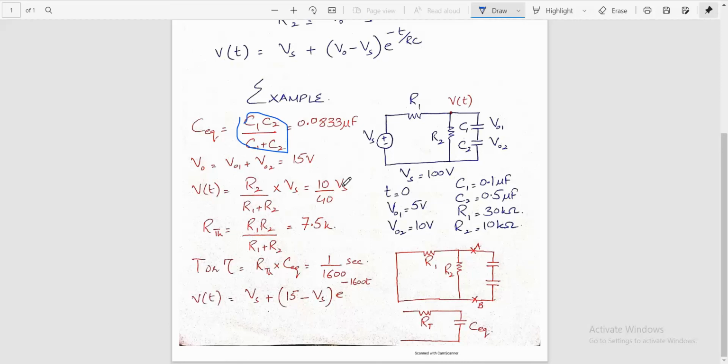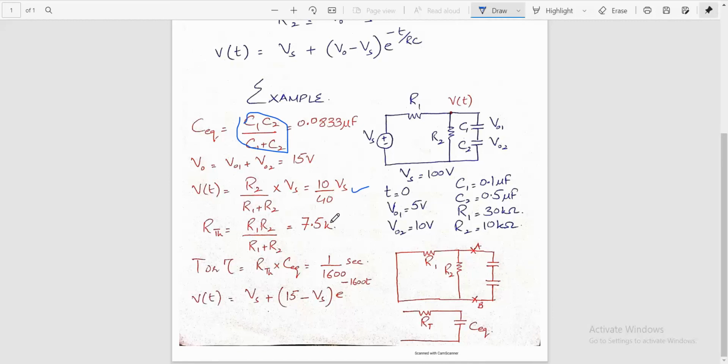And V of t can be found out using the voltage division rule. If you see the voltage across R2, it is equal to R2 divided by R1 plus R2 times Vs. This is VDR, simple voltage division rule is applied. So V of t comes out to be 10 over 40 times Vs. Vs is the source voltage.